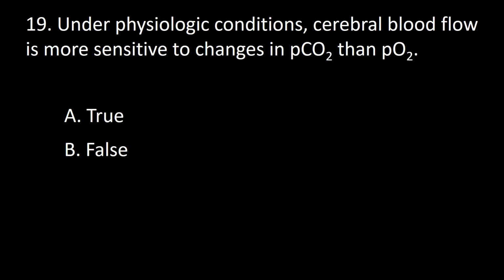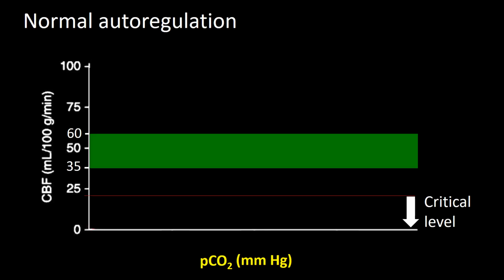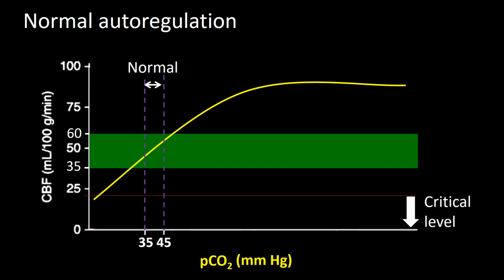Next question. Under physiologic conditions, cerebral blood flow is more sensitive to changes in PCO2 than PO2. A true, B false. PCO2 is a strong influence on cerebral blood flow. This graph looks at cerebral blood flow and PCO2. The curve introduced reflects the relation between cerebral blood flow and partial CO2. Normal PCO2 values are from 35 to 45 millimeters of mercury. Cerebral blood flow is normal between these ranges.